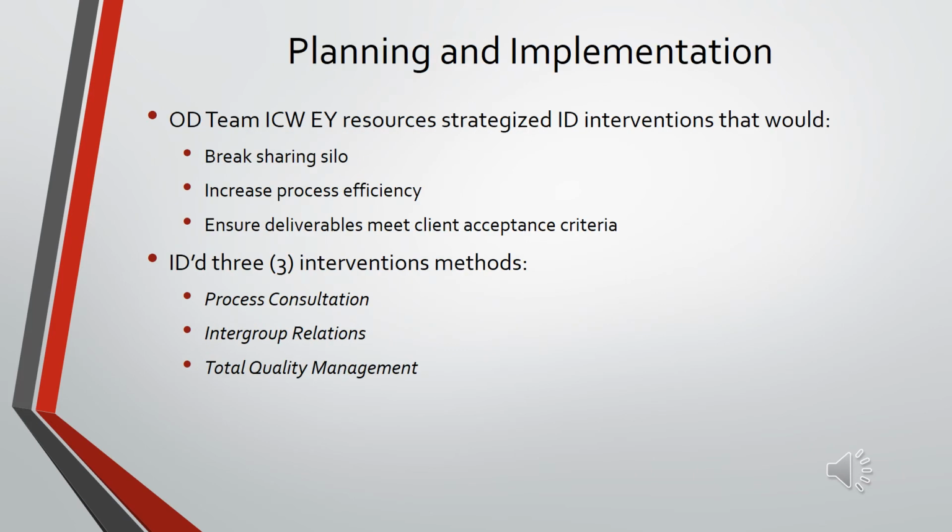Working in tandem with the EY resources, we strategized what interventions we would actually use. We knew the criteria for what we needed to do was to break the sharing silo, increase process efficiency, and ensure deliverables met client acceptance criteria. Based on these 3 factors, the interventions we looked to implement were as follows: process consultation, intergroup relations, and total quality management.